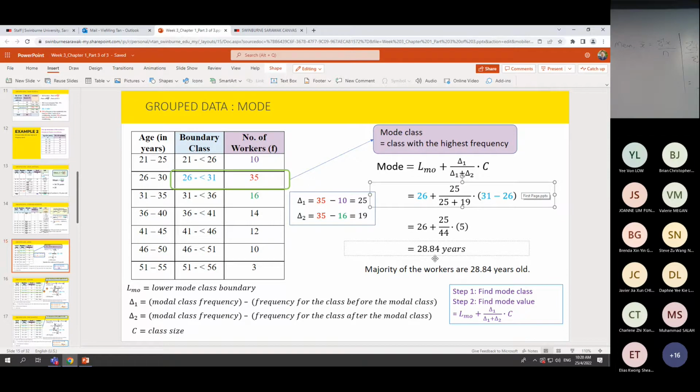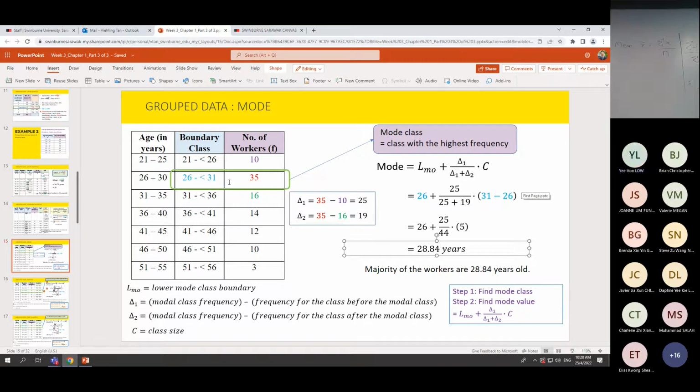One way for you to check the answer is this: since this is the mod class, your mod value must be within this range. This is the way you check your answer. It must be within 26 but less than 31. So if your answer is 28.8, that's logical. It's within this range, so it's correct.